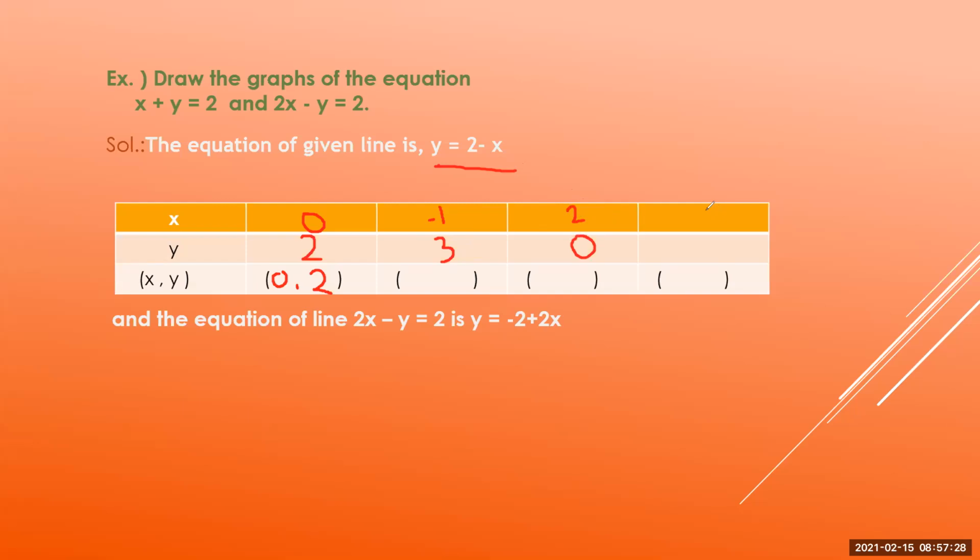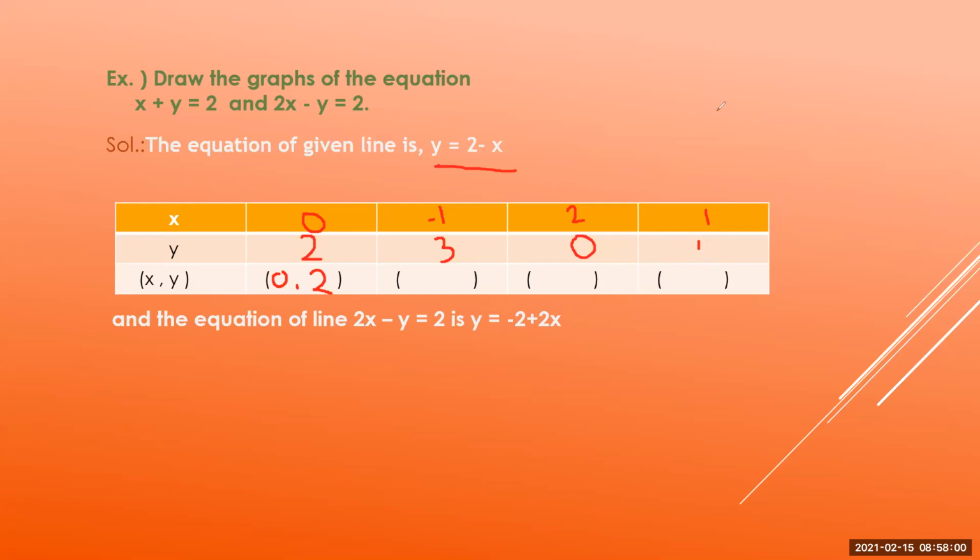One more thing, if possible, don't take higher numbers, because if you are taking 5, 10, 15, then on a graph paper you have to draw that many points. So either your graph will be very short or it will not fit on a graph properly. So if possible, take smaller numbers. So I take now x is equal to 1. So again y is equal to 2 minus 1, that is equal to 1 only. So these are the 4 order pairs.